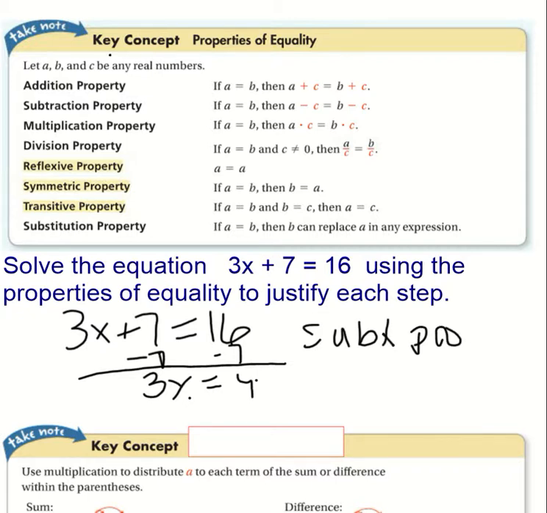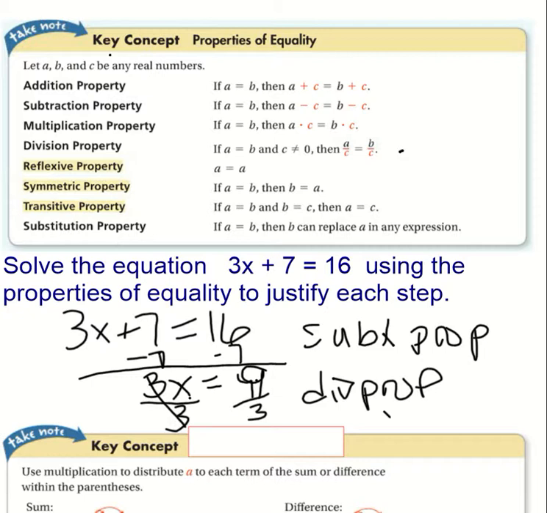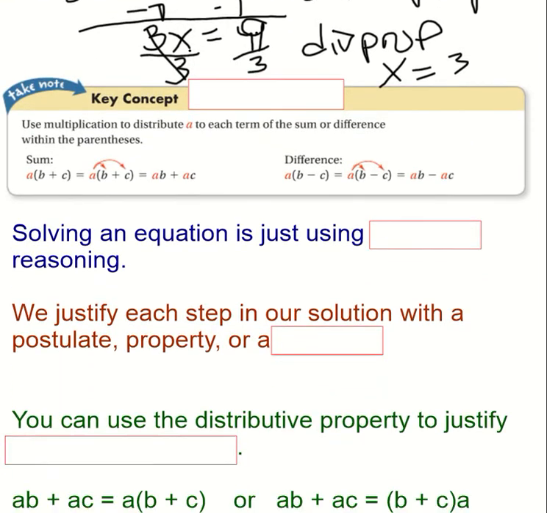property. Now I have 3x equals 9, and then I can use our division property. If two things are equal, I can divide them both by the same thing. Divide by 3, divided by 3, and that was the division property. In this result, I had to do a division, and I get x equals 3, and there we have it. And so we use these algebraic properties of equality to justify each step that we took in solving.